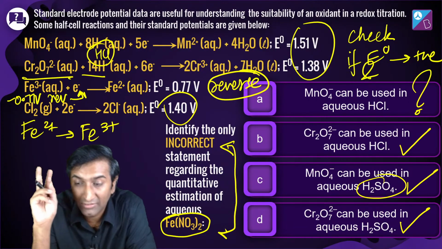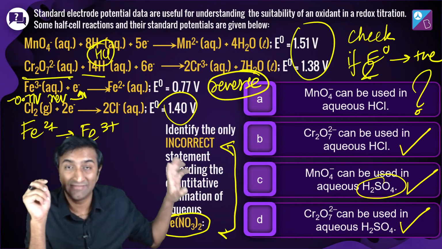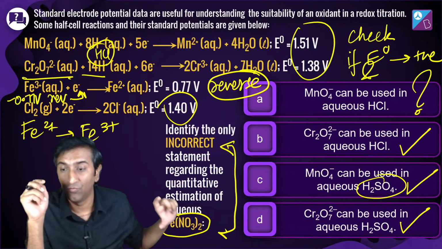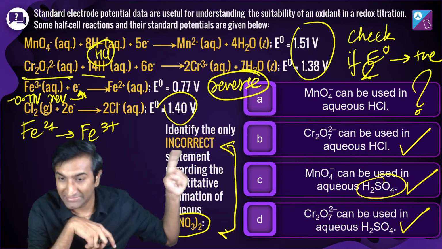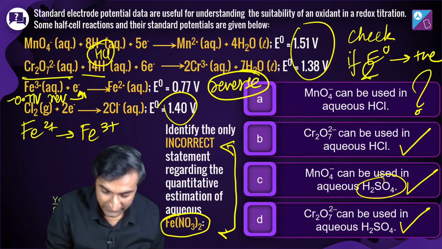So are you okay with B, C and D guys? H2SO4 and MnO4 minus, that's a standard thing that you know from DNF block. Same with Cr2O7 with H2SO4 is standard. But HCl में क्या प्रॉब्लम हो सकती है? HCl में प्रॉब्लम ये हो सकती है कि MnO4 minus is a very very strong oxidizing agent.